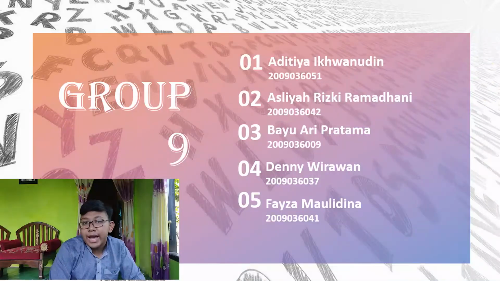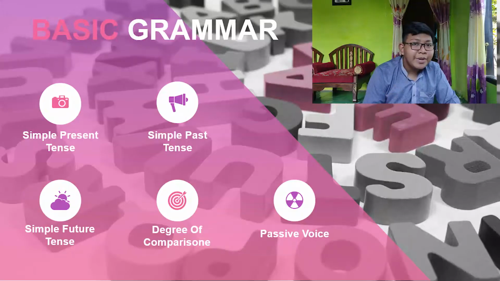We are from Group 9 and we are going to explain a little bit about basic grammar of English. So shall we continue? Yes, we are. Next.